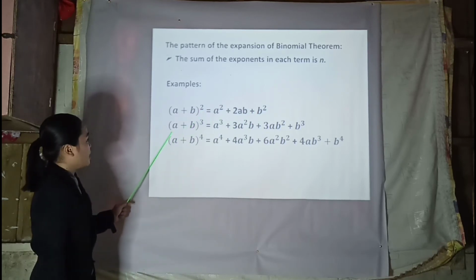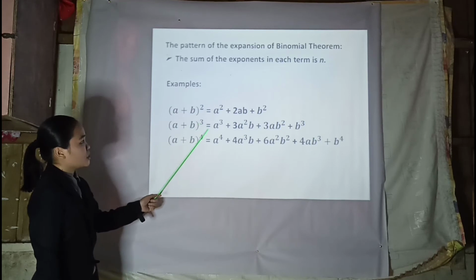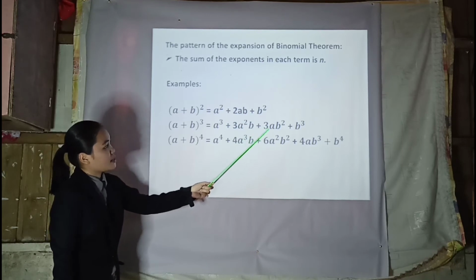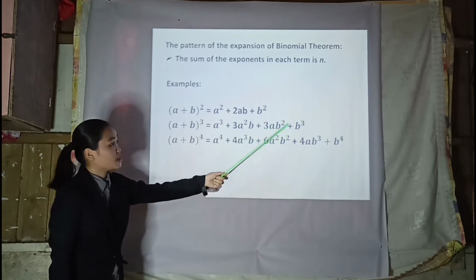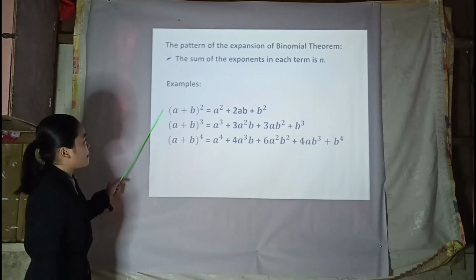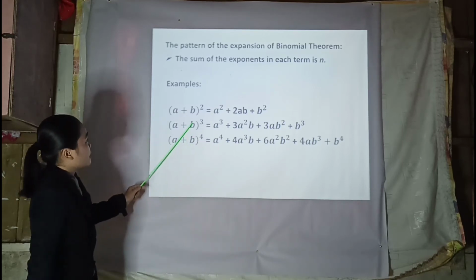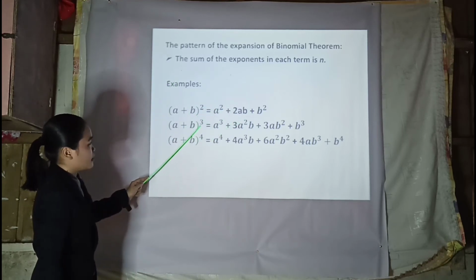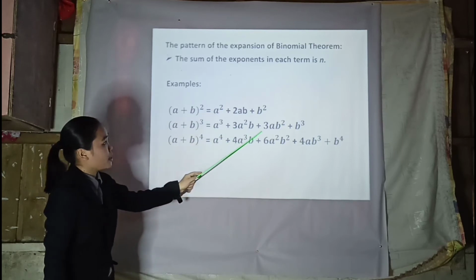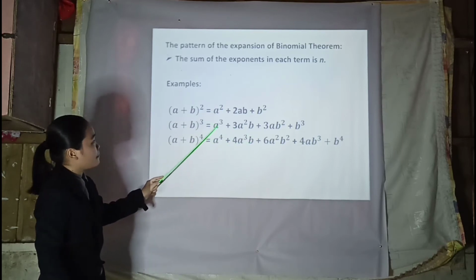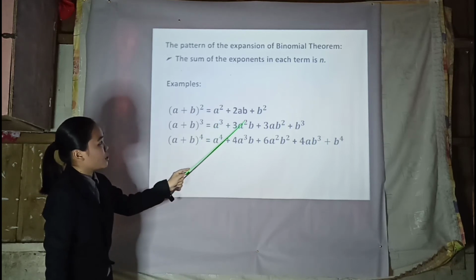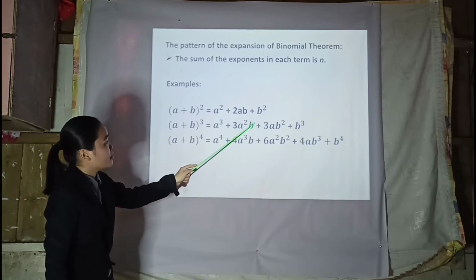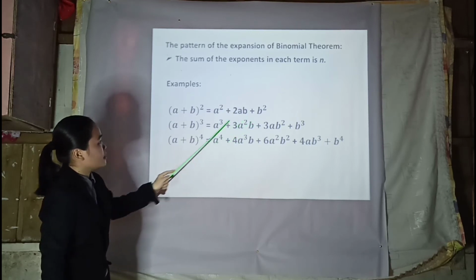Okay, for the next example, (a + b) cubed is equal to a cubed plus 3a squared b plus 3ab squared plus b cubed. From our previous example, we will do it again. The pattern is the sum of the exponents in each term is n, so our n here is 3. So, in each term, the sum of the exponents is also 3. So, a cubed, plus 3a squared b: 2 plus the exponent of b, 1, so 2 plus 1 is equal to 3.